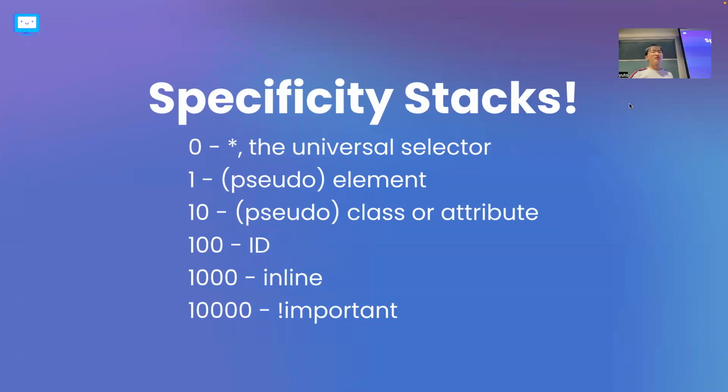Specificity points stack. So if you have a universal selector, like the asterisk braces, that adds 0 points. If you have elements, like the body braces that you saw at the top of the style sheet, that's 1 point, and so on. This is not a competition, so you don't actually want the highest point value, right? If you keep on writing !important all over your style sheet, it's going to be very hard to modify the look of your website. So you want to minimize it, but still be expressive.